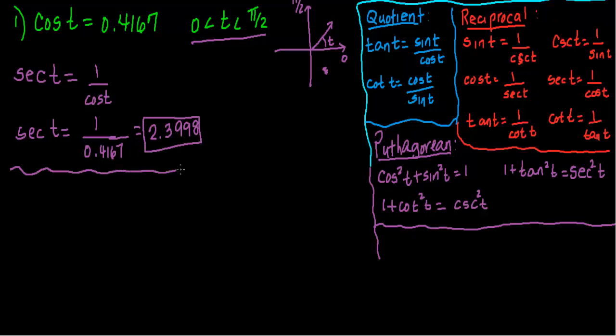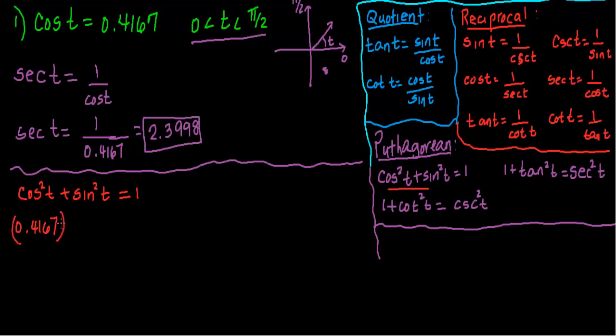Now let's go ahead and find, I'm going to use another color. Let's find the sine using this identity. I know cosine squared of t plus sine squared of t equals 1. I know what cosine is. I want to find sine. So I'm going to plug in the value for cosine squared. That would be 0.4167 squared plus sine squared of t equals 1.